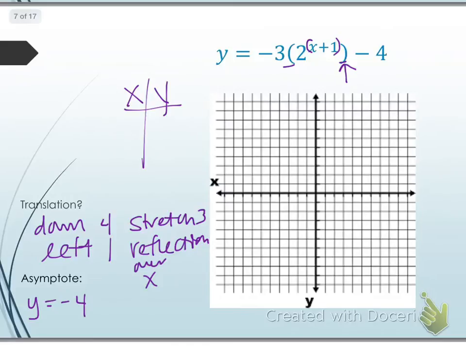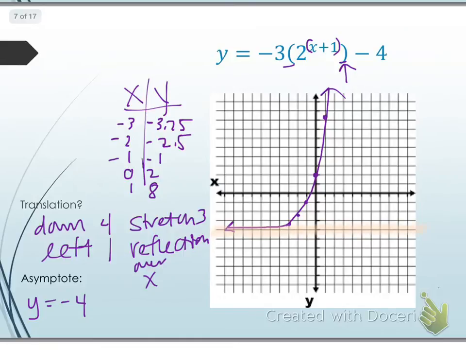So I'm going to pick some values. Let's do -3, -2, -1, 0, 1. So -3 sits at -3.25, -2.5, -1, 2, and 8. So I'm going to graph these. So your graph should look something like that. Your asymptote right here is at that y equals -4, so it gets closer and closer to it but does not cross it over.